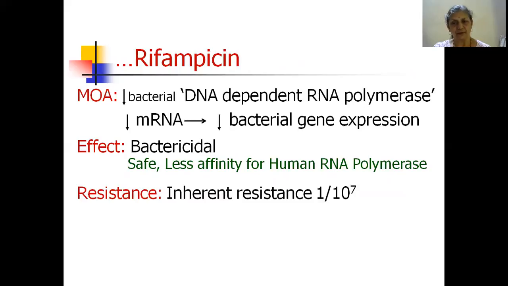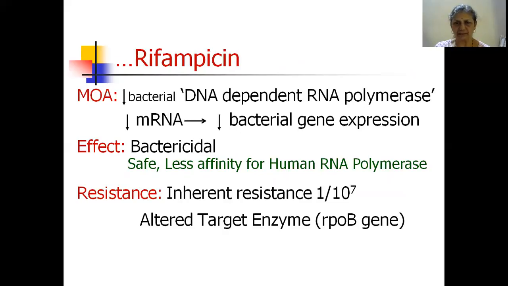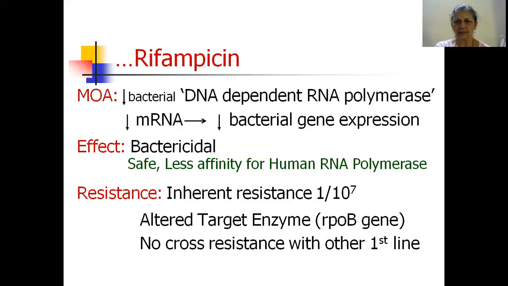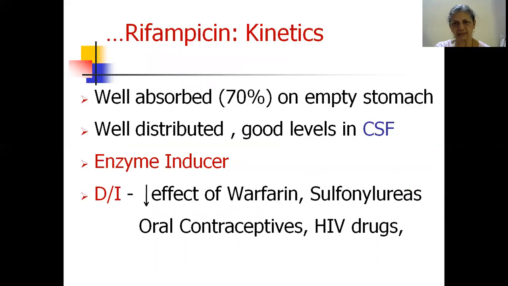We do have 1 in 100 lakh bacteria, which could be tubercle bacilli resistant to rifampicin, and therefore single drug use would lead to rapid emergence of resistance. The mechanism of resistance is altered target enzyme. The DNA-dependent RNA polymerase enzyme is altered by mutation in the gene which codes for this enzyme, and therefore the drug cannot bind with it. There is no cross resistance with other anti-TB drugs, first-line drugs.